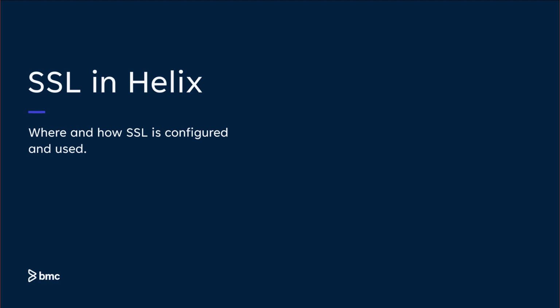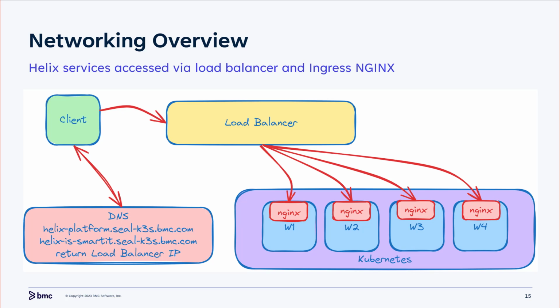So how and where is SSL used and configured in Helix? As I was trying to explain earlier, this is an attempt at a graphical representation to show how traffic gets into these Helix applications. So you start off with a client. The client resolves the DNS alias, which usually resolves to a load balancer. You make a connection to the load balancer.